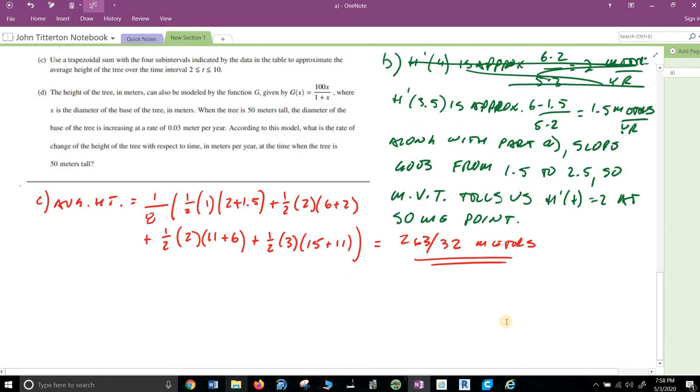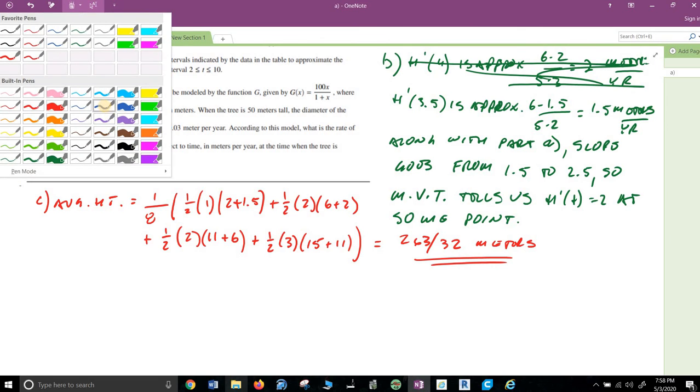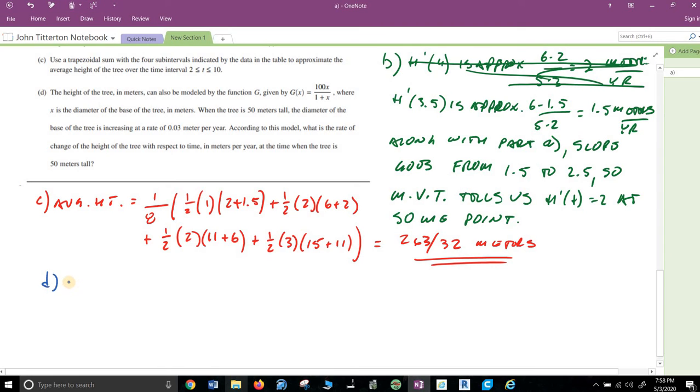And then finally, they do the classic. Let's throw something else in from the middle of nowhere. Hey, here's a new formula, and it's the height of the tree. G of t, they call it x, equals 100x over 1 plus x. That's nice of them to call it x, so you forget that you're talking about time. x is the diameter of the tree, blah, blah, blah. It's growing at 0.03, blah, blah, blah. What's going on when the tree is 15 meters tall? Rate of change of height when the tree is 50 meters tall.